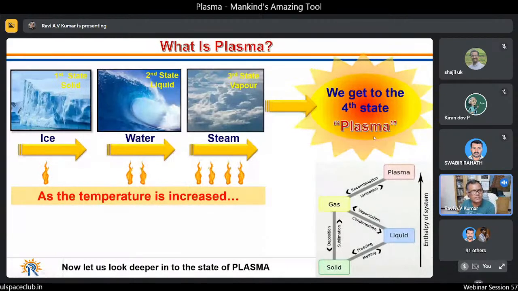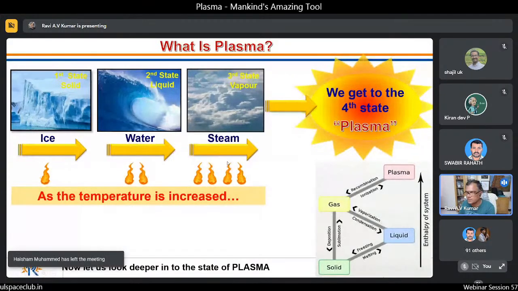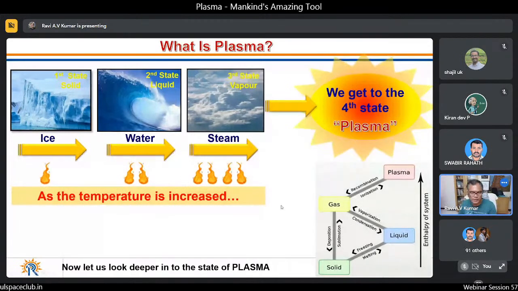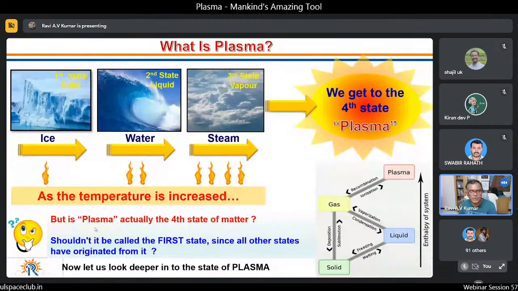Essentially, you have to give it energy, and as you increase the energy that you give to it, you can change it from one state of matter to another. But I always ask the question: why do they call plasma the fourth state? It should have been the first state, right? Because everything that we know of today has come from the state of plasma. You can just think about it.